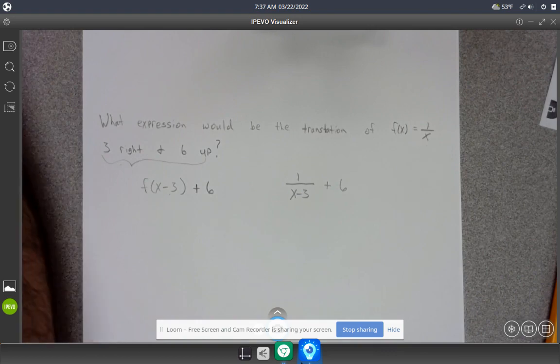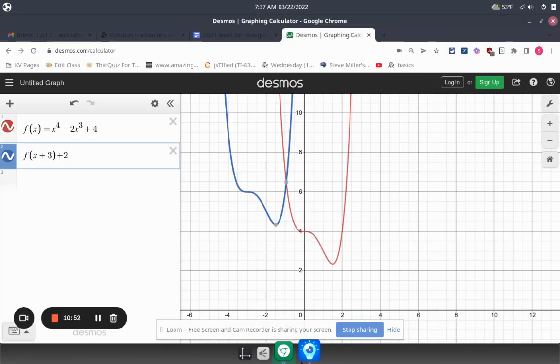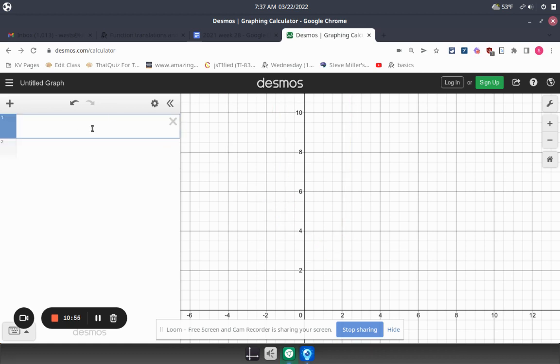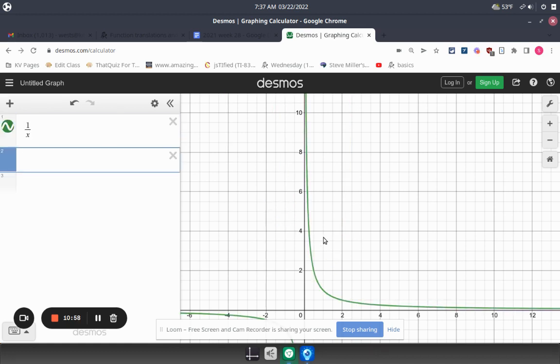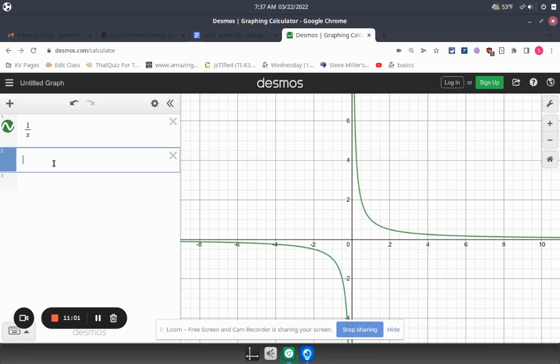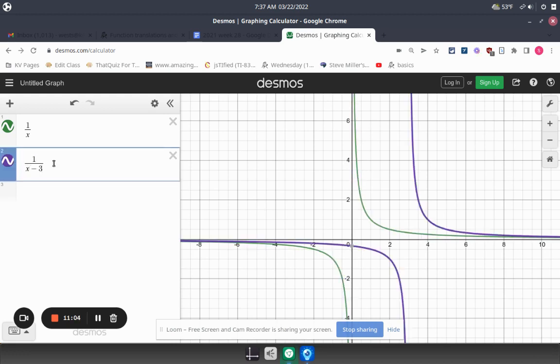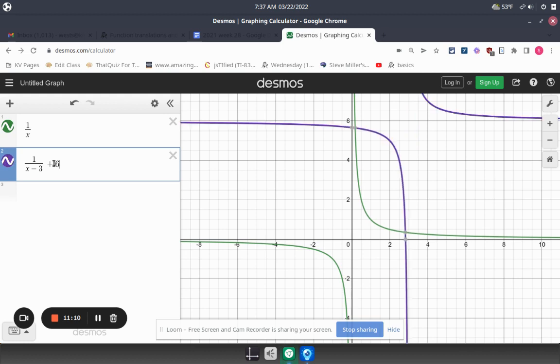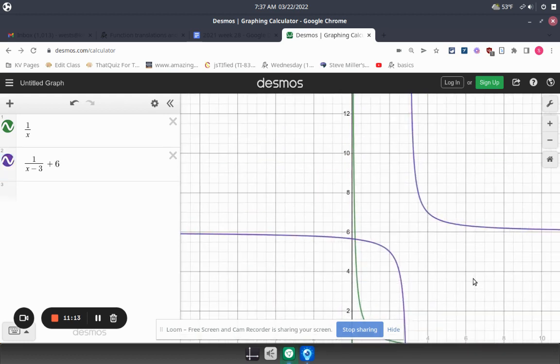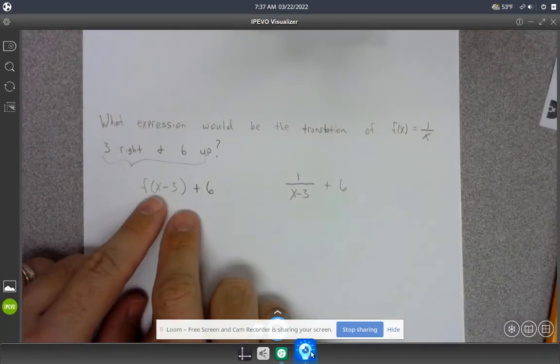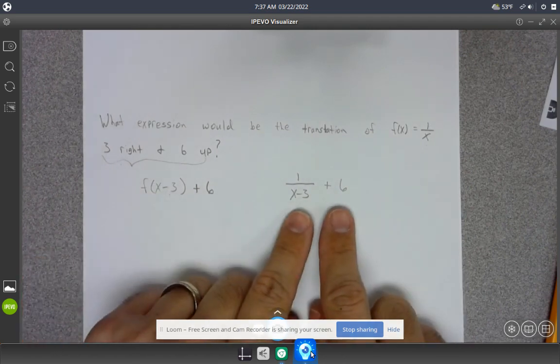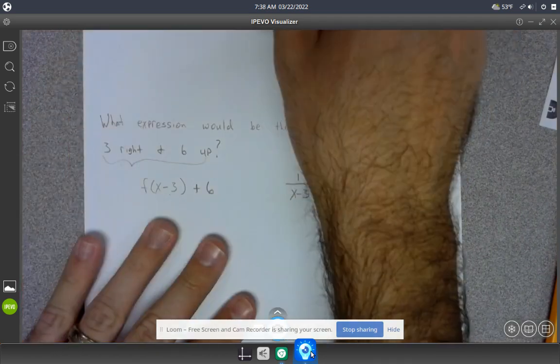I'll show you on Desmos real quick. All right, there's the graph of 1 over x. And if we look at the graph of 1 over (x minus 3), that shifts it to the right 3 units. And then after, we'll plus 6. And that just shifts it up. I think that's it for this one. Yep. All right. So you'll need to be able to recognize translations, whether they're given to you in function form or in algebraic form. Okay. Or just given the graph even.